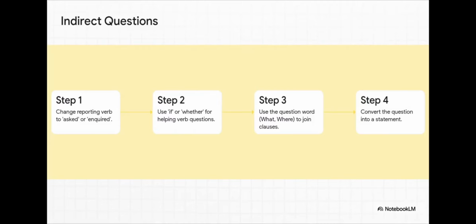So what do you do with questions? Well, it's a simple 4-step process. First, change said to asked. Easy. Second, if it's a yes or no question, you're going to use if or whether. Third, if it starts with something like what or where, just reuse that word. And finally, and this is the big one, you have to turn the question back into a normal statement. That means no more question marks.